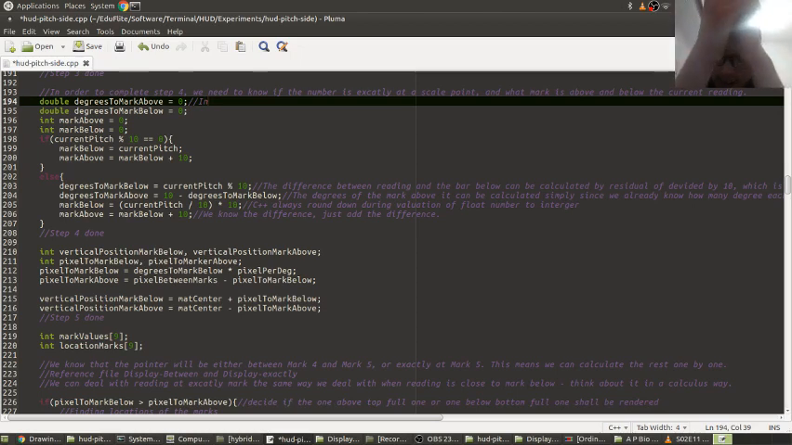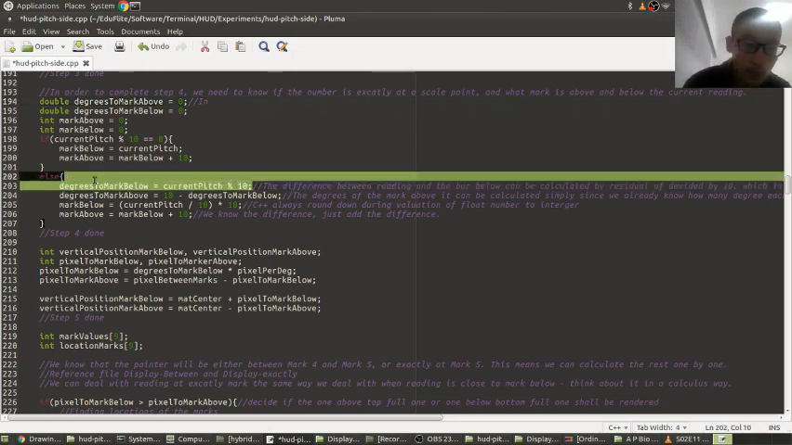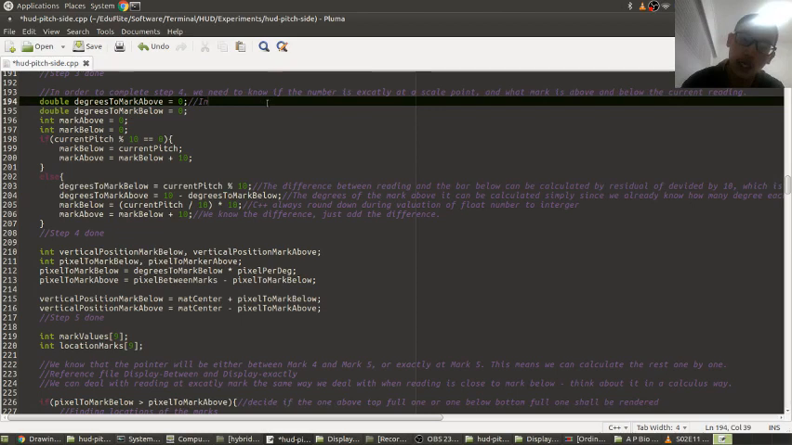So from that, yeah. So that's about my input method. So from this one, we know that the degrees to mark below, we are actually talking about an attitude degree.